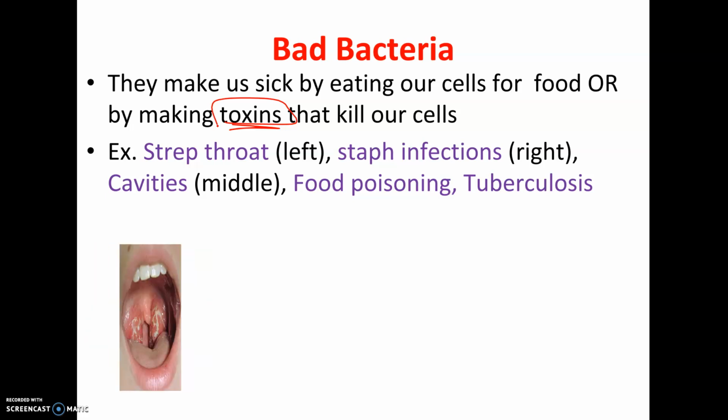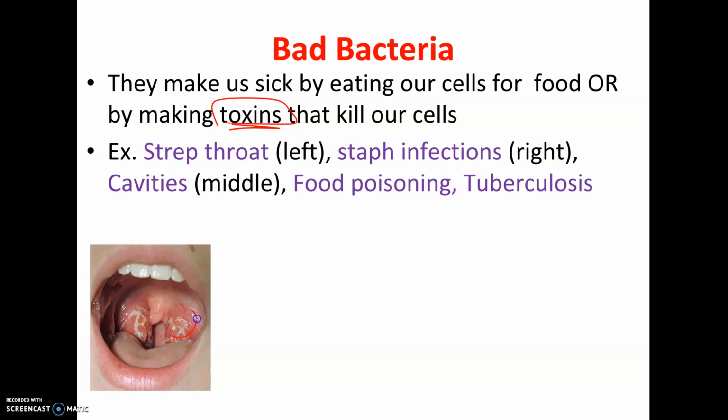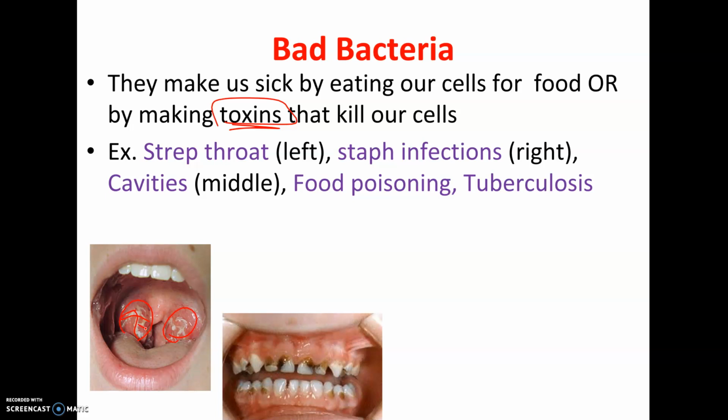So some pictures. This is strep throat, so these are your tonsils, and this is all bacteria growing on the tonsils, which is pretty nasty. This is cavities. Cavities are caused by bacteria. They're not eating your cells, they're eating the sugar in your mouth, and their waste product is an acid. And the acid basically deteriorates your teeth, and that's what causes the cavities.